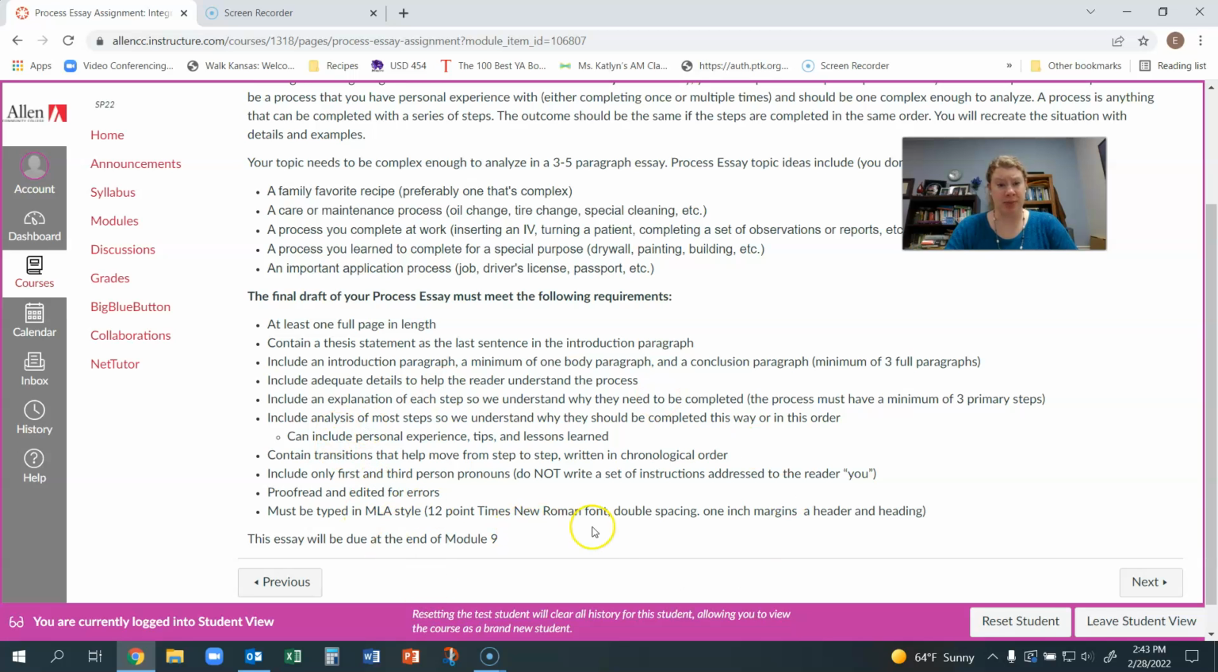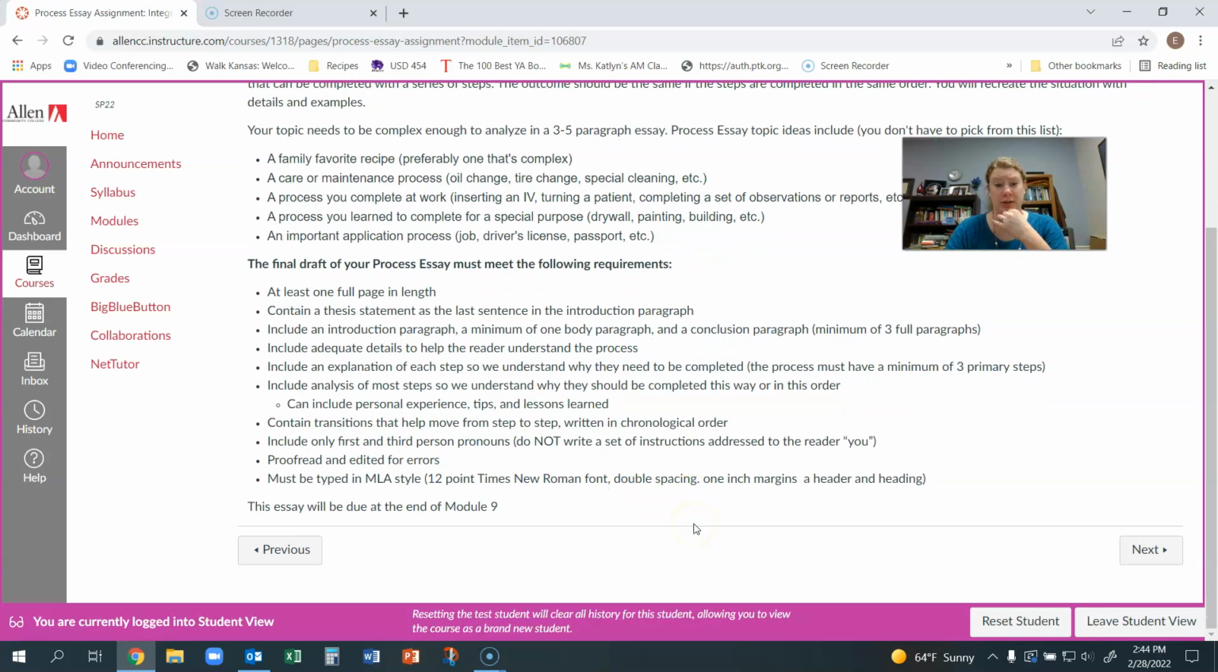So the essay itself is going to be at least a full page long, and has to have at least 3 paragraphs. So an introduction, body, and conclusion. You will probably have more than that, but that's the minimum. So you want to be thinking about your process, your steps, being able to fill all of that out with at least 3 primary steps to your process.